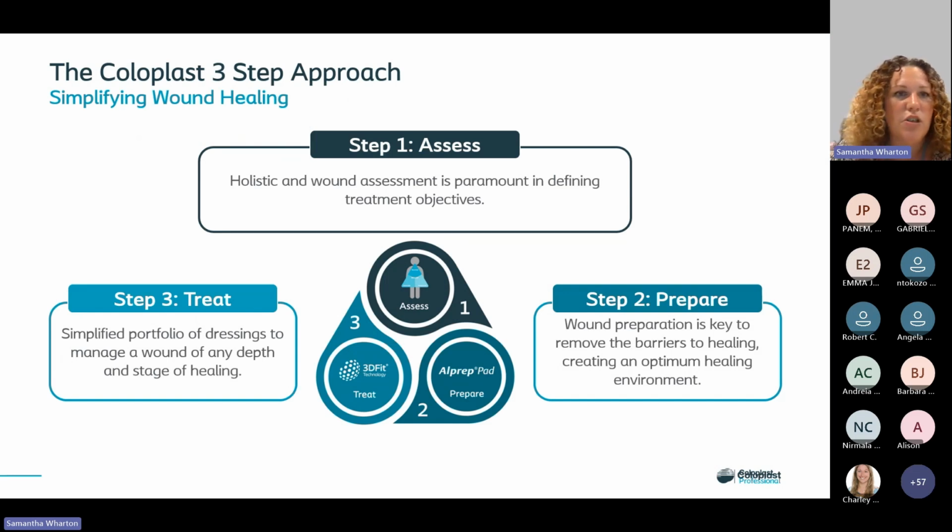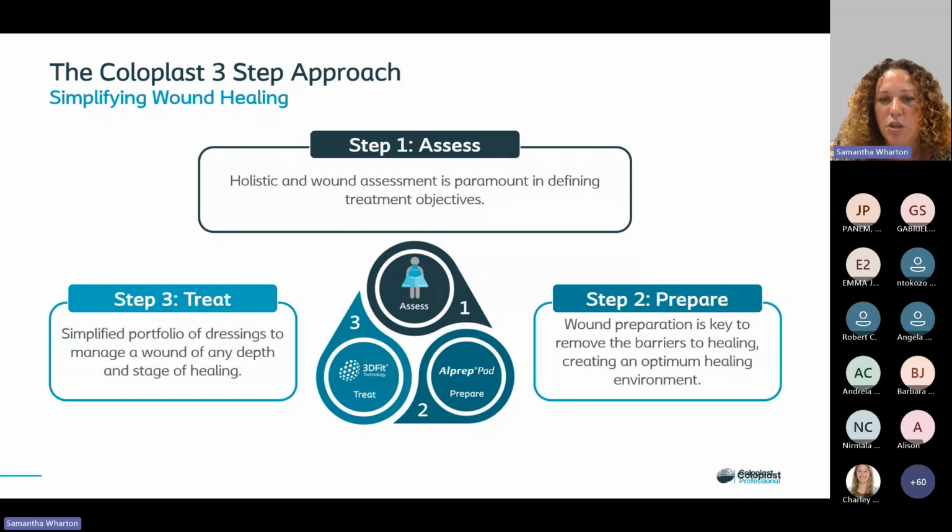So now I'd like to introduce you to the Coloplast three-step approach. This is the simplified wound healing framework. It's obviously got the 3 steps. So step 1, which is assessment. So it's providing that holistic wound assessment to ensure that you're defining those treatment objectives for the wound.